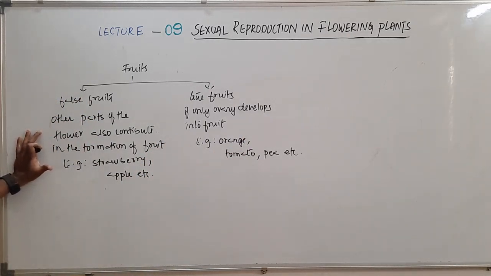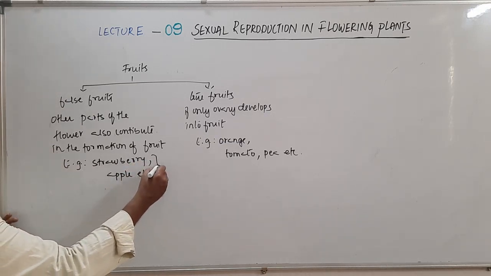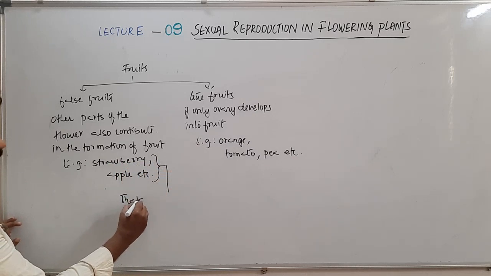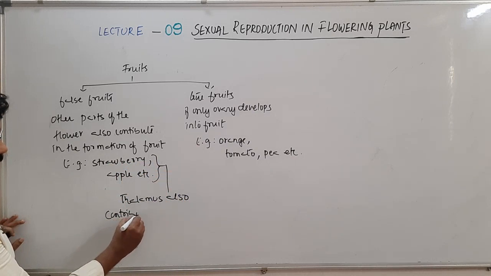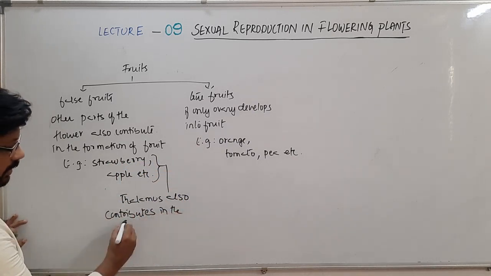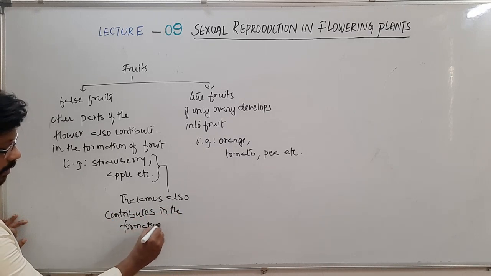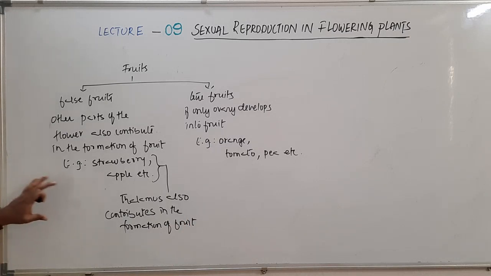So in them we see that the ovary will develop into the fruit, and in the case of false fruits, the parts of the flower, for example the thalamus, may also contribute in the formation of fruit. So like we see in the case of strawberry and apple, the thalamus also contributes. I hope we know the thalamus. So this thalamus also contributes in the formation of fruit. Hence in that case, the condition becomes the false fruits.